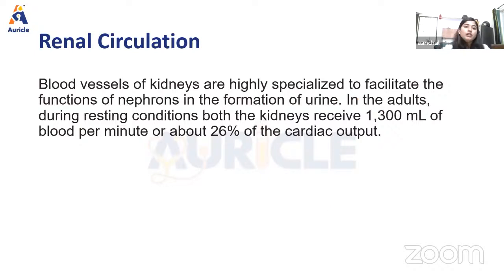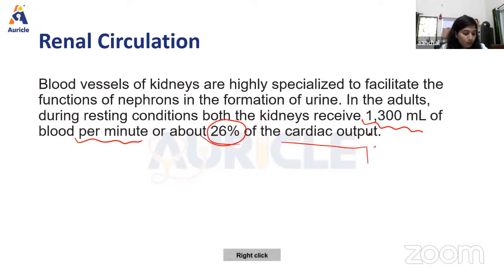Okay, now we're going to learn about the renal circulation. As we know, the blood vessels of the kidney are highly specialized to facilitate the functions of the nephron in the formation of urine, right? In adults, during resting condition, both kidneys receive 1300 ml of blood per minute, which is about 26% of cardiac output, right?